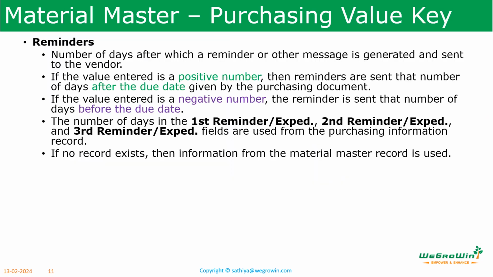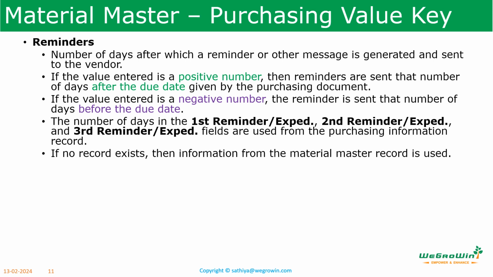So the reminders are the number of days in which a reminder has to be sent. If the numbers are entered as positive, then reminders are sent that number of days after the due date. If the numbers are entered as negative, they are days before the due date. So we can set first reminder, second reminder, third reminder, etc. And these things are maintained in the purchase info record. But if they are not maintained, then the system will pick the details from the material master.